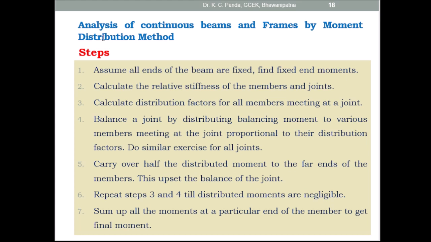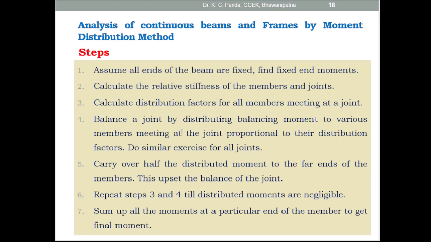Then coming to the analysis of continuous beam and frames by moment distribution method. What are the different steps used for the analysis of continuous beam and frames by moment distribution method? First, assume all ends of a beam are fixed and find the fixed end moments. Then the second step, calculate the relative stiffness of the members, then calculate the relative stiffness of the joints, then calculate the distribution factor for all the members meeting at a joint.